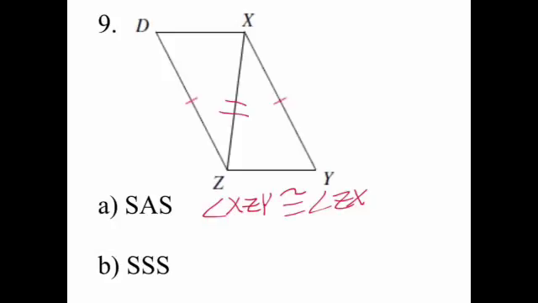Whoops, I messed up on this letter. That should be a D, because I'm talking about this one up here. And Z, X, Y. The next one, we need to get side, side, side. So really there's only one pair of sides that aren't marked yet. That's DX and ZY. Those need to be congruent.